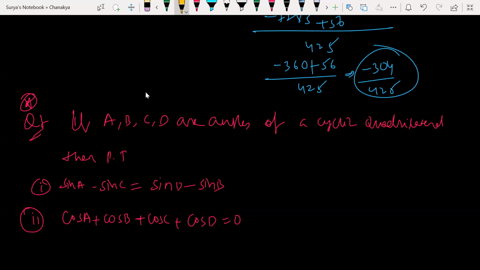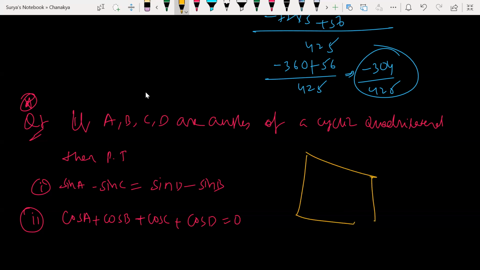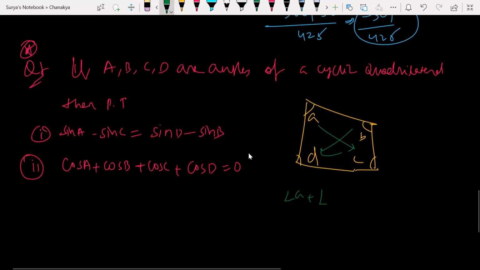Sir, is there a parallelogram in the cyclic quadrilateral, sir? Look at this here. Basically, this is a quadrilateral, any quadrilateral like this. Let me draw it like this. So I have angle A, angle B, angle C, angle D. Angle A plus angle C, the sum of opposite angles, will be equal to 180 degrees. This is the rule of a cyclic quadrilateral.